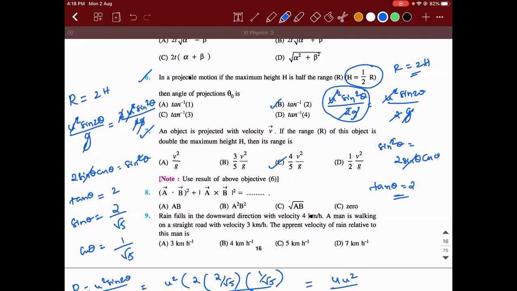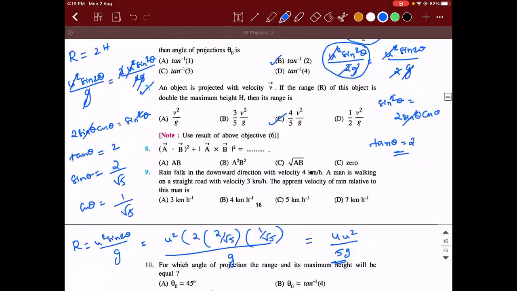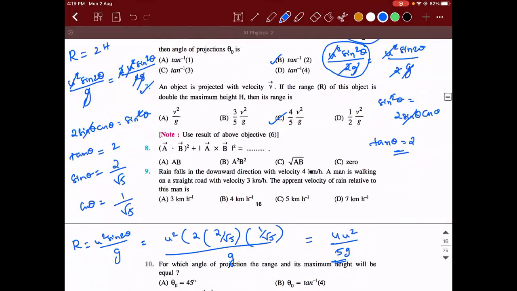Am I clear? Am I clear or not? Sir, in the seventh question, it should be 4u square, right? No, 4u square by 5g. No, here they told initial velocity is v. They use the symbol v. So it is 4v square by 5g. Okay. Shall we move on to the next one?